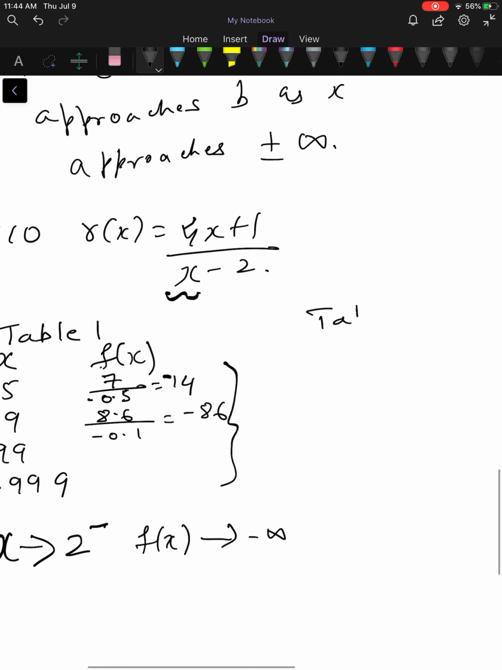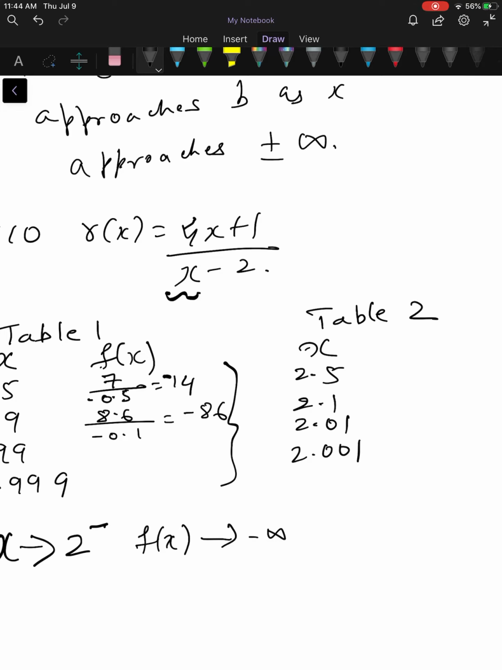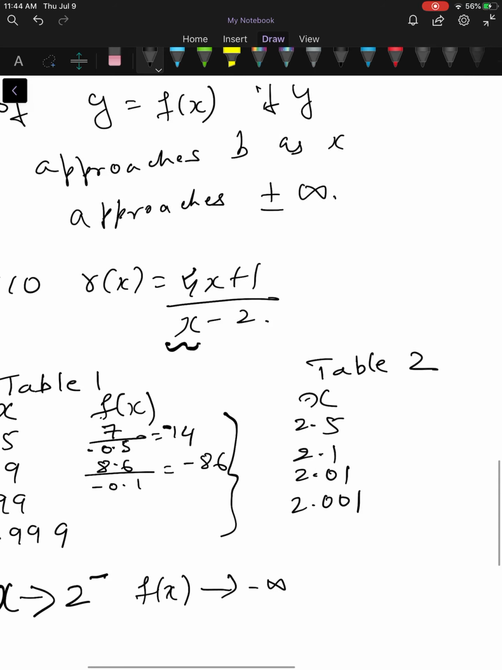Okay, so let us calculate table 2 for the same function. Table 2 says that x is taking values from the right approaching 2, like 2.5 and so on. So what happens if x is 2.5? 4 times 2.5 plus 1 would be 11, divided by 2.5 minus 2, which is 0.5. So 11 divided by 0.5 is 22.